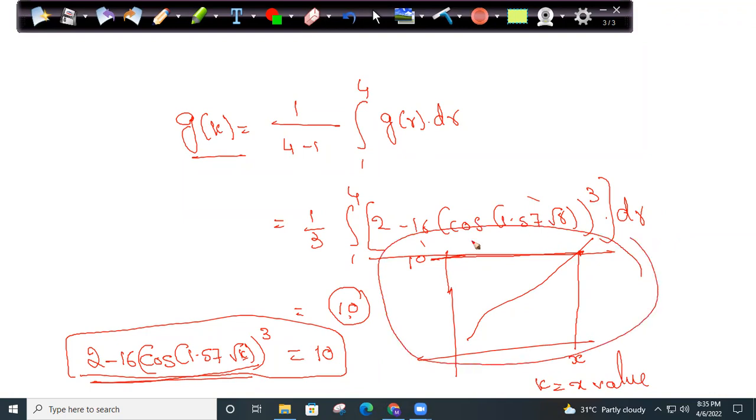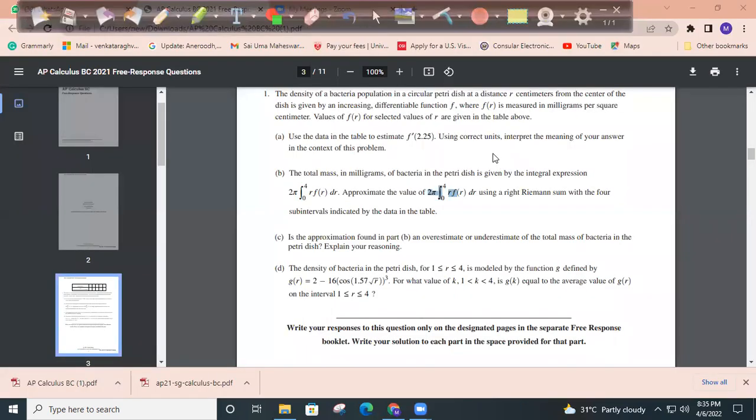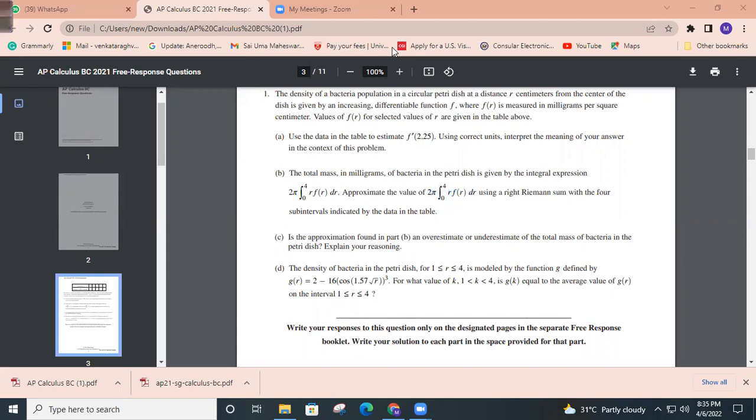This question cannot be solved without a calculator for part D. But part A, part B, part C can happily be solved by using your brain, even if you don't have a calculator, but it is advisable to have one. So this is how you solve question number 1. I hope everyone is clear on the way I solved question number 1. If you still have doubts, you can let me know.